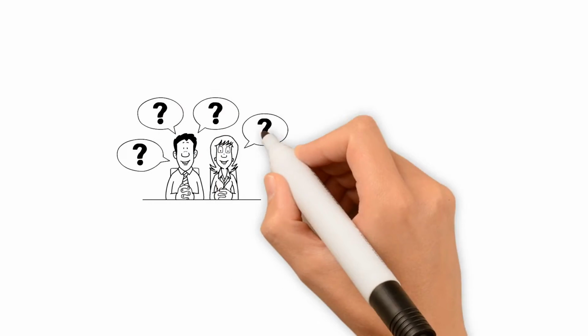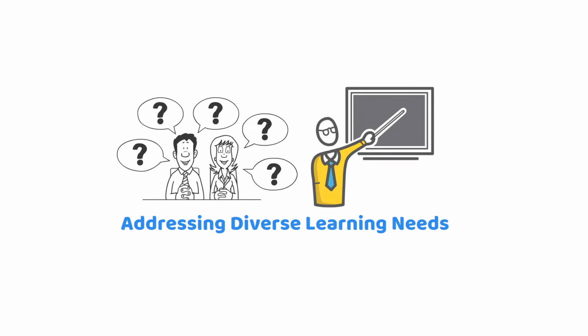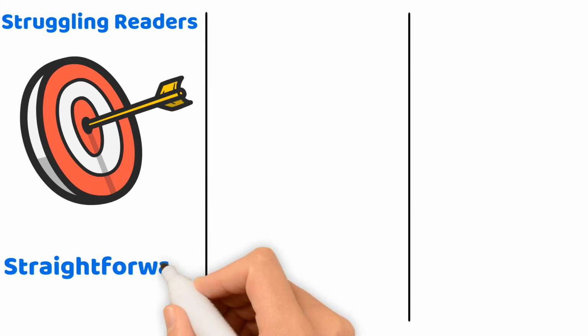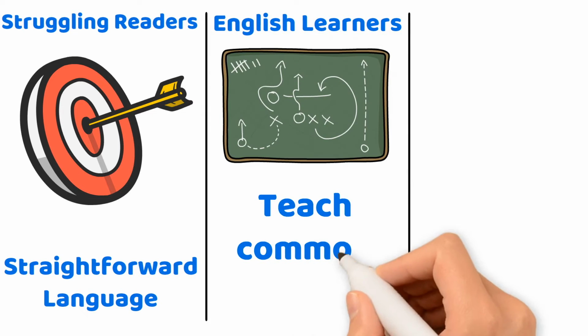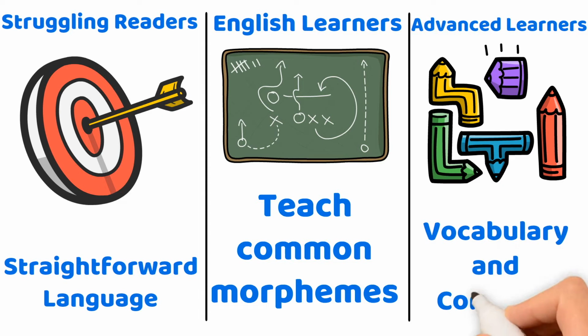Expect to receive several questions that ask you to demonstrate your understanding for addressing diverse learning needs. Tailor your instruction to meet the needs of all learners. For struggling readers, focus on essential words and straightforward language. For English learners, utilize visual aids and teach common morphemes. For advanced learners, introduce more complex vocabulary and concepts.